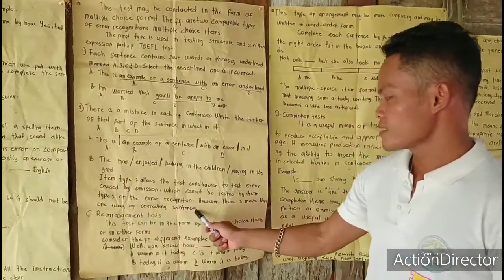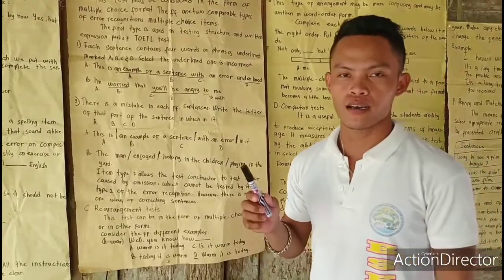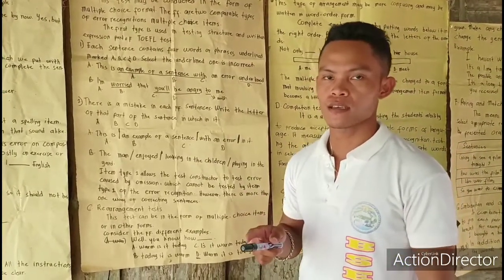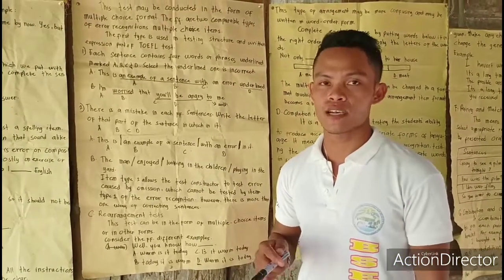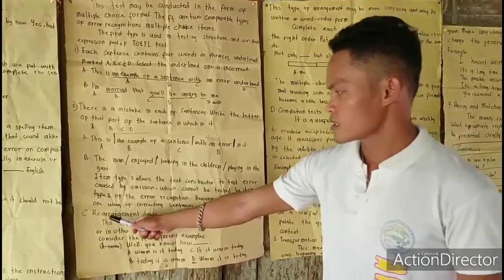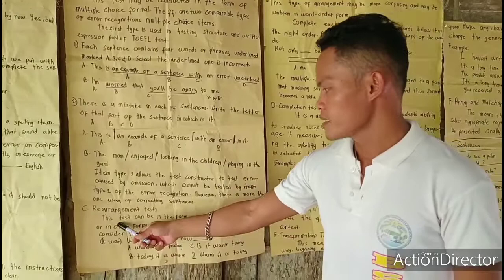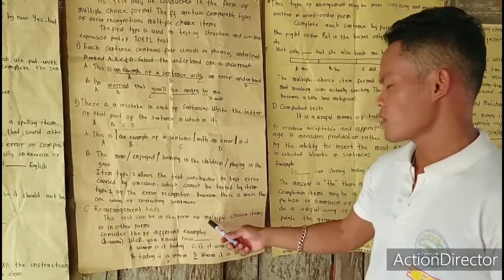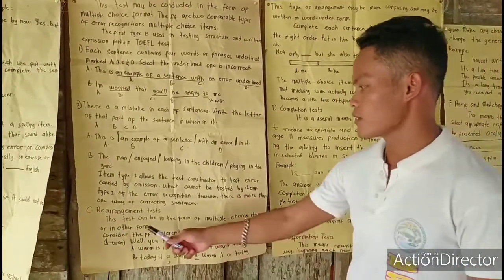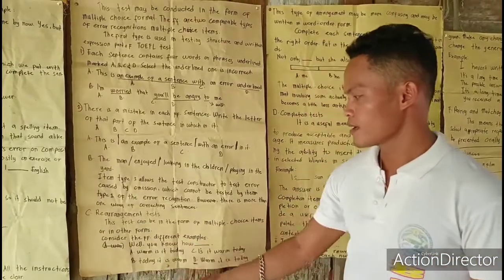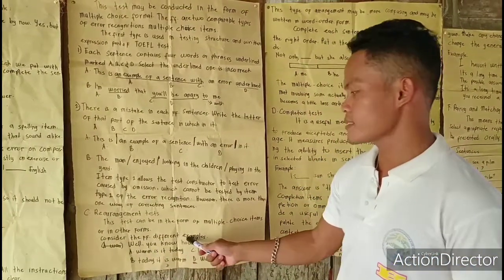One way of correcting sentences is to omit words if it is necessary. So C. Rearrangement test. This test can be in the form of multiple choice items or in other forms. Consider the following different examples.